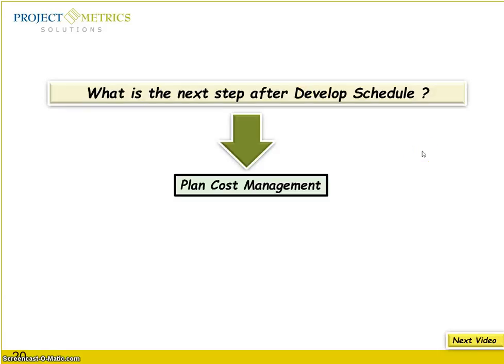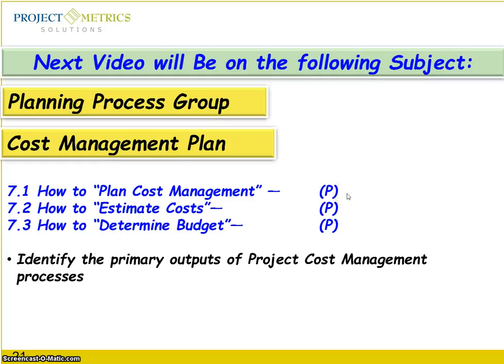Now, what is the next step after you develop the schedule? You are going to plan the cost management. So, in the next video, we are going to talk about the planning process group, the cost management plan, how to plan the cost management, how to estimate the costs, how to determine the budget, and how to identify the primary output of the project cost management process.